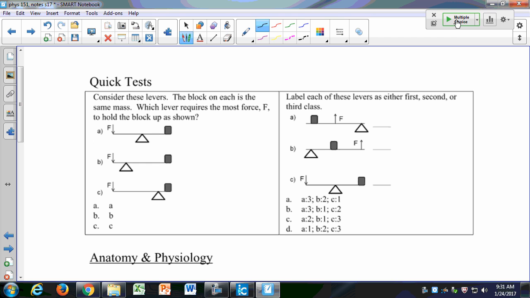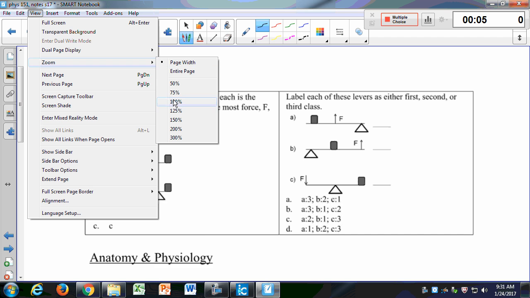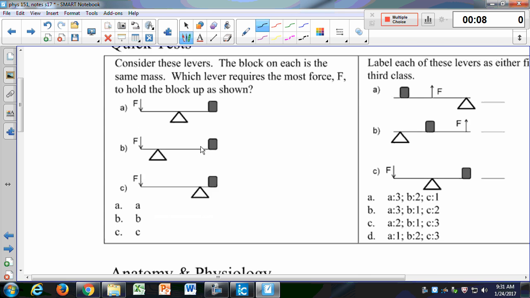Now let's try these quick tests. This one on the left first. Consider these levers. The block on each is the same mass. You know, this is your resistance force, and they have the same mass or the same weight as a consequence. And which requires the most force to hold the block up as shown? Moving our fulcrum around to different points. What is this lever? What class? 1, 2, or 3?